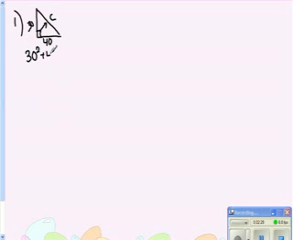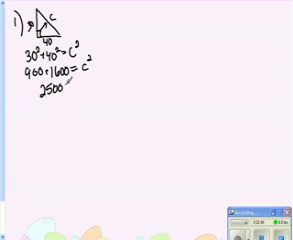So a squared plus b squared equals c squared. 30 squared means 30 times 30, should be 900. 40 squared, 40 times 40 would be 1600, and c squared. 1600 plus 900 should be 2500. Take the square root.